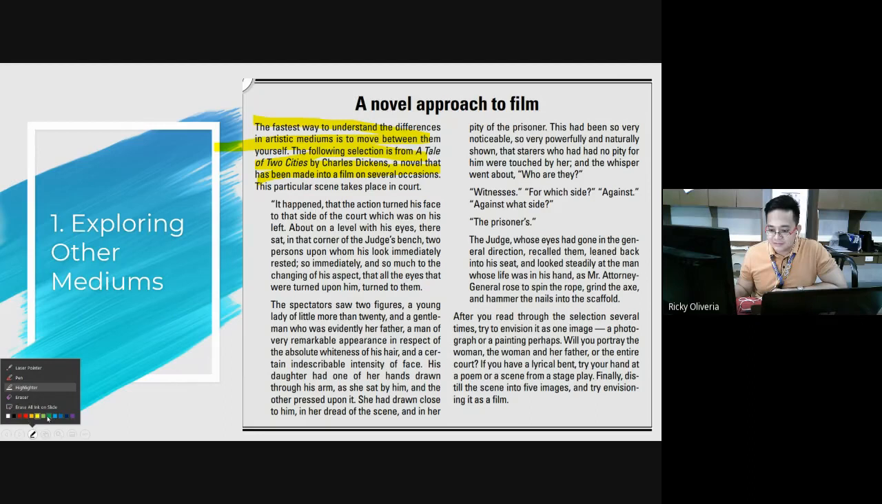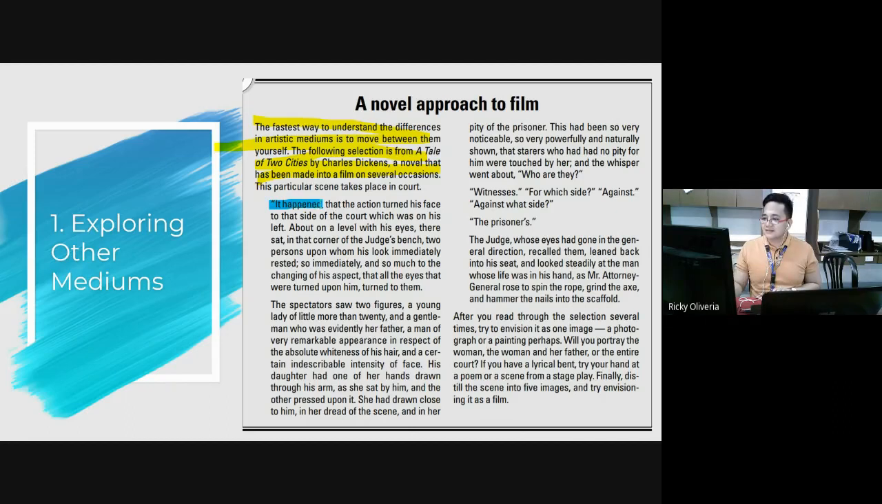So okay, I'll just hit blue. This one. It happened that the action turned into face to that side of the court. Ibig sabihin yan yung korte, no? Which was on his left. About on a level with his eyes, there sat in that corner of the judge bench two persons upon whom his look immediately rested. So immediately, and so much to the changing of his aspect, that all the eyes that were turned upon him turned to them.